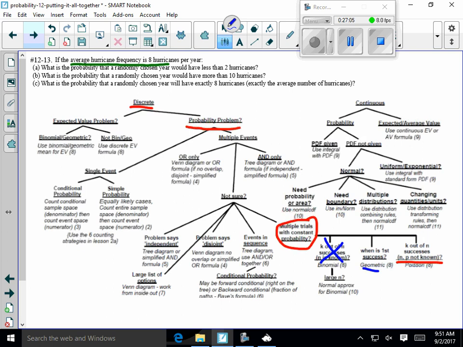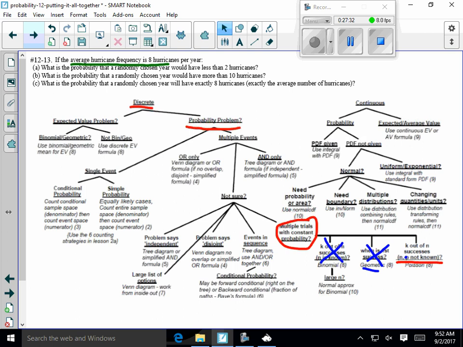Am I concerned with what's the first year when I have at least 3 hurricanes or something like that? This isn't a problem about that, like when is the first success where I define success as a certain number of hurricanes, right? This is the last case here. I'm talking about k out of n successes, or I don't know the probability. That's the key. I actually don't have a probability. I have an average number of hurricanes, but I don't have a probability. So this is where we're going to use the Poisson model.